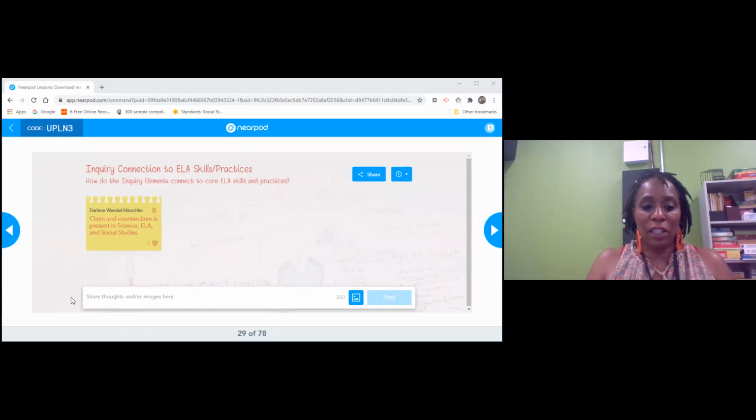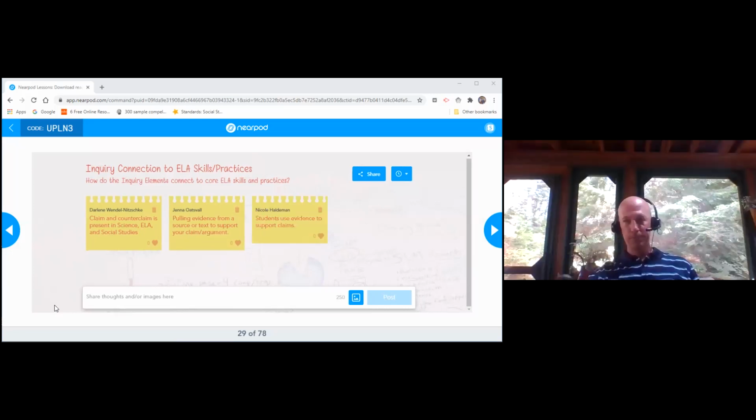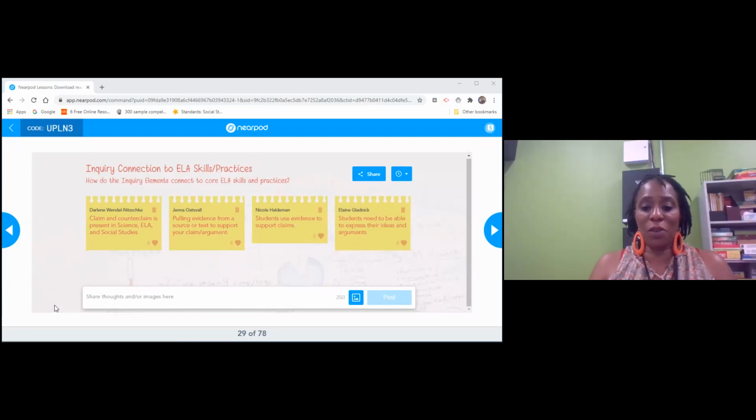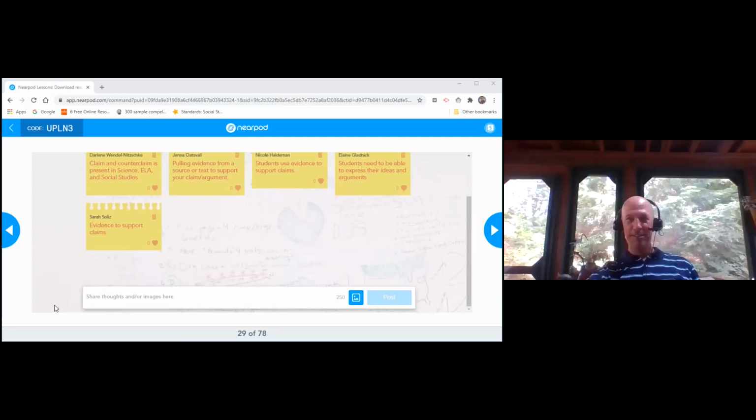Okay, claim and counterclaim. Yes, pulling evidence from source. Yes, I always like that. Evidence. Give me evidence. Support claims. Oh, yeah. Stephen, I think they're pushing you to DBQ. Yeah, they are. Evidence, the argument, evidence, yes.